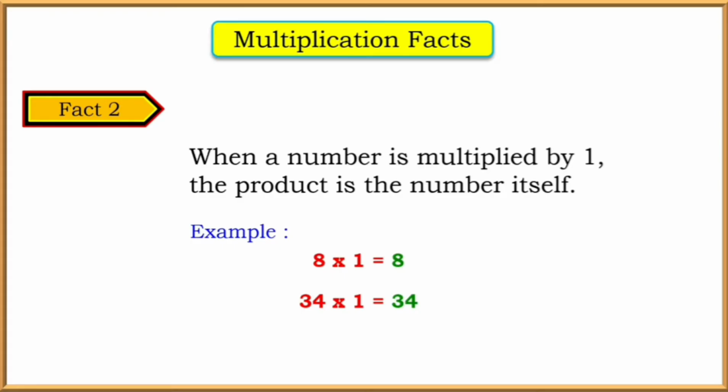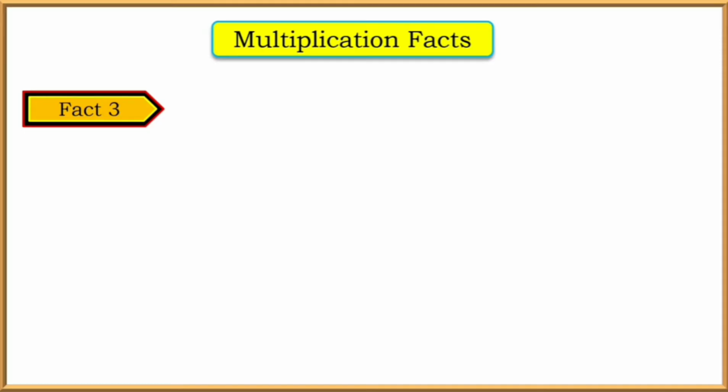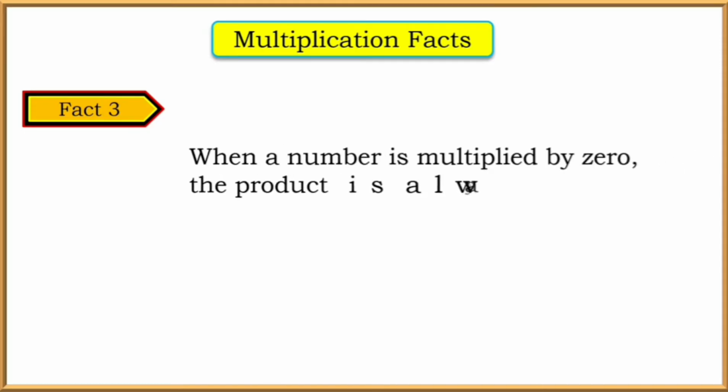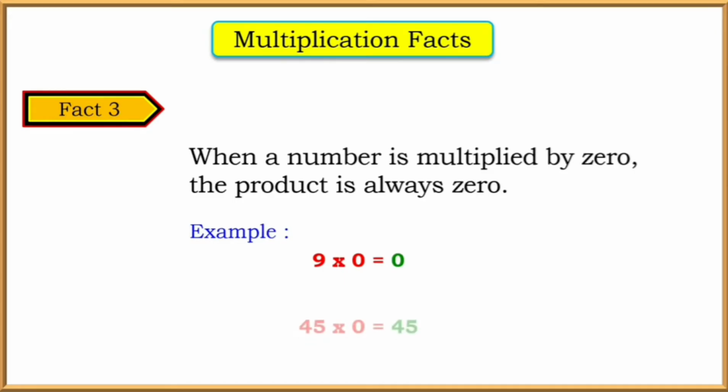Now, let us see the last multiplication fact, fact number 3. When a number is multiplied by 0, the product is always 0. For example, if we multiply 9 by 0, we will get the product as 0. In the same way, if we take any other number like 45, 65, 10 and multiply that number by 0, we will get the product as 0. So here 45 multiplied by 0 is equal to 0. So students, these are the 3 multiplication facts.